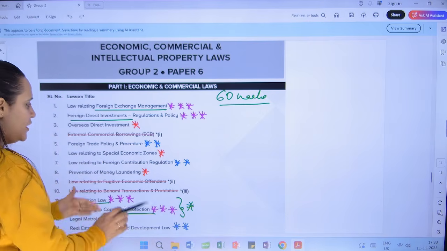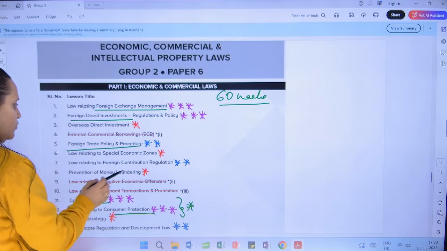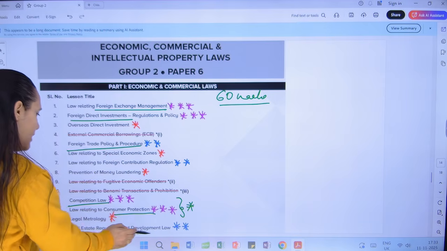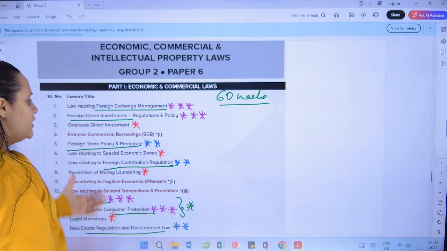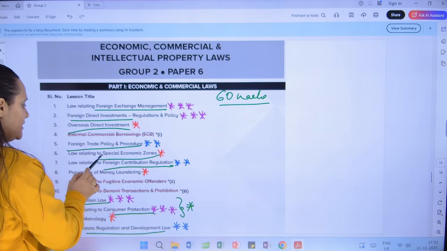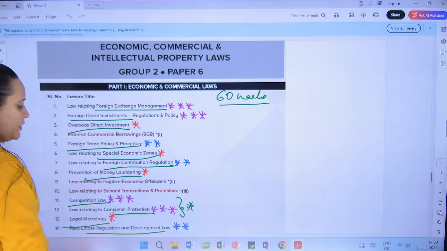After that, after you finish that, you're going to focus on FTP, you're going to focus on the RERA provisions, and you're going to focus on FCRA provisions. After you finish that, you can focus on ODI, SCZs, Money Laundering Act and legal metrology.